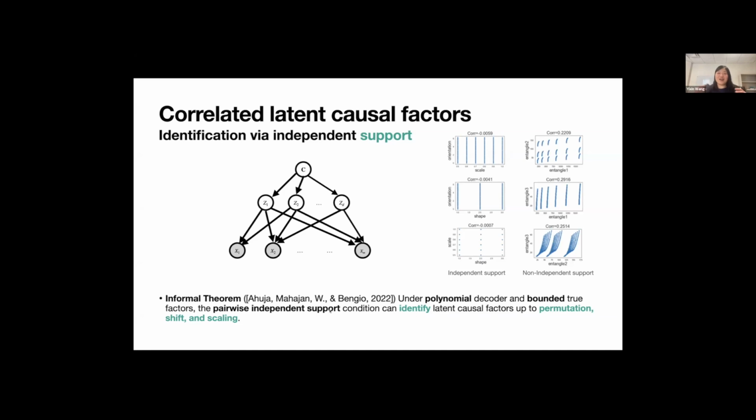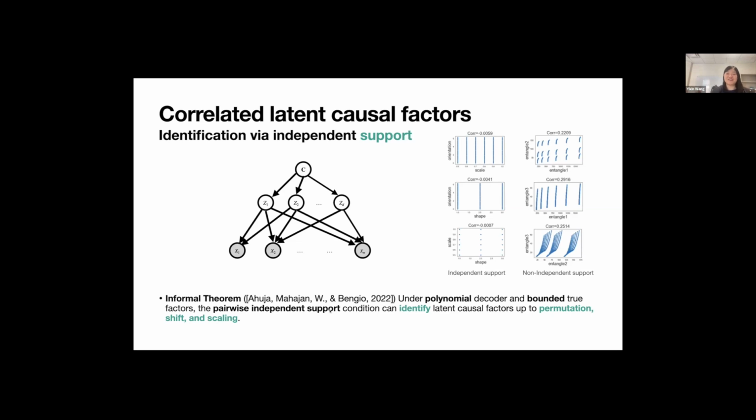The core hardness of linear identification is that it's rotation invariant. I can rotate things without changing their distributions. But rotation invariance doesn't go well with independent support, in the sense that if I rotate a rectangle in some way, it will no longer be rectangular. This is how we get identification.